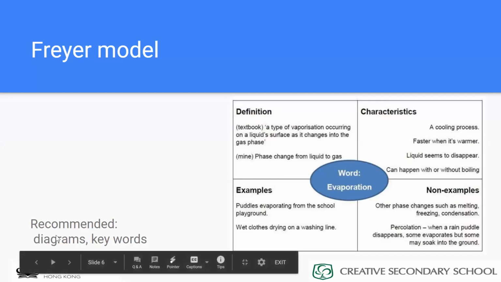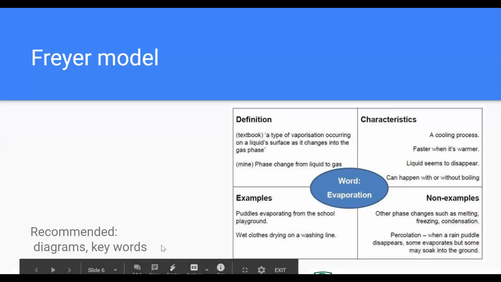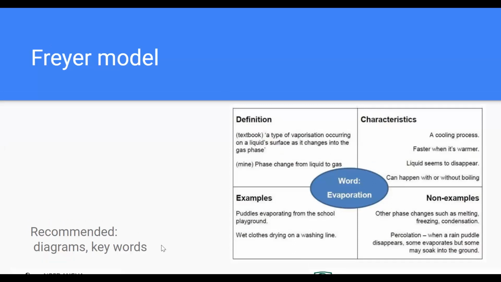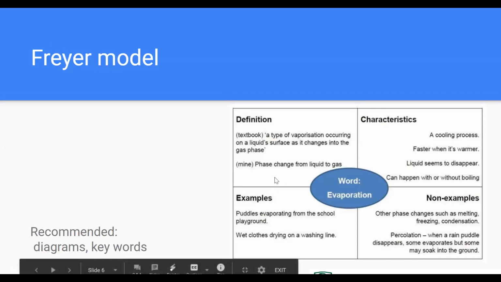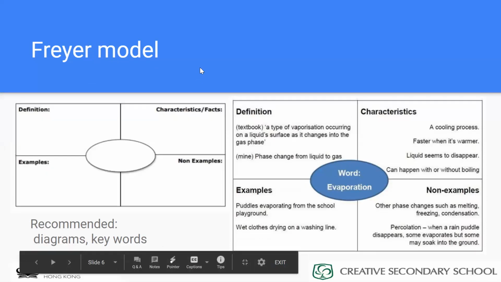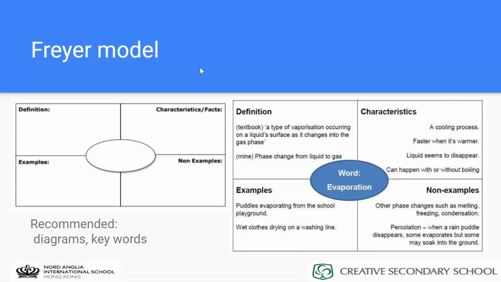So having diagrams and having keywords. Again, the keywords are a massive part of formative assessment because they make up a massive part of the learning. So get students to highlight their keywords. So here is your blank one. Have just spent a couple of minutes thinking about where you could use your Frayer model.